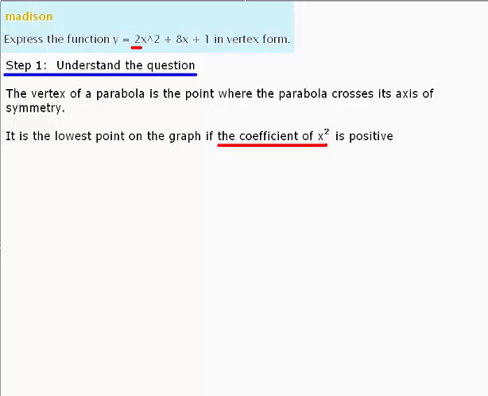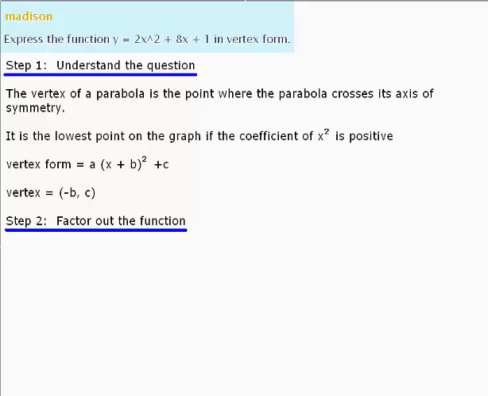If we were to write it out in a generic form, the vertex form would look something like this: a, and in brackets we have x plus b squared, plus c, where the vertex is negative b and c. Now that we have an understanding of what we mean by parabolas, the vertex form, and vertex, we can move on to the second step, which is to factor out the function.